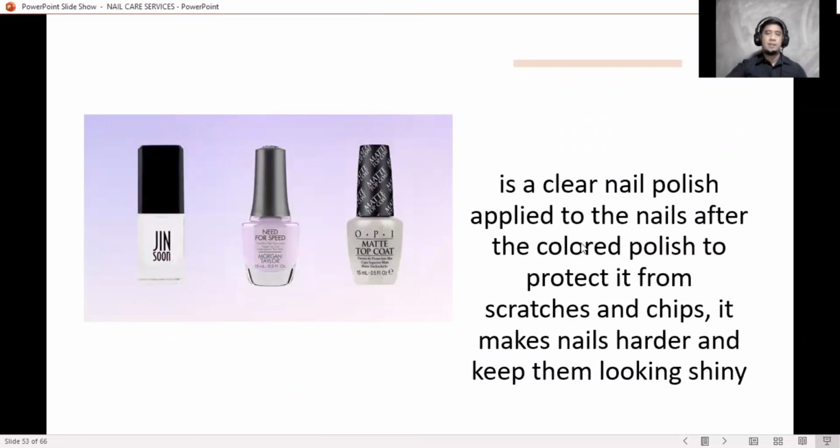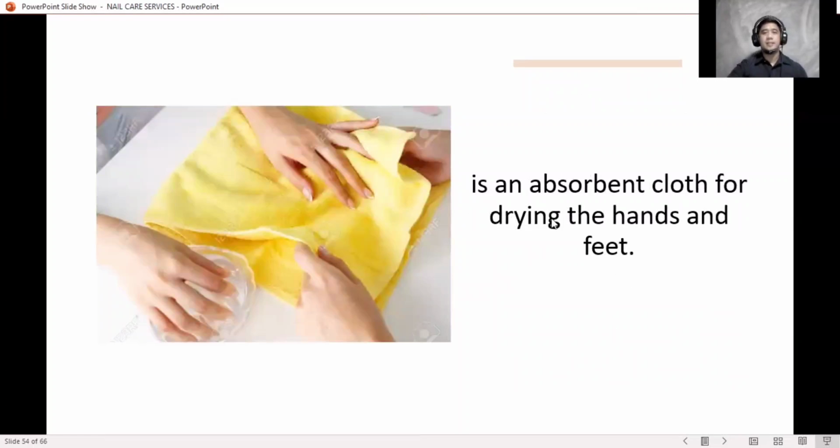Next is a clear nail polish applied to the nails after the colored polish to protect it from scratches and chips. It makes the nails harder and keeps them looking shiny. Okay, so this one is after, so it's a clear nail polish as well. Okay, but we call this one a top coat. Okay, after the colored nail polish. The first one is the base, clear. So base coat ang tawag doon. Tapos we put nail polish, colored. So it will be up to you. After the colored nail polish, you put clear nail polish again, which will be that top coat.